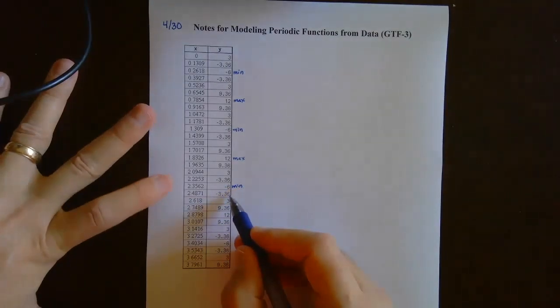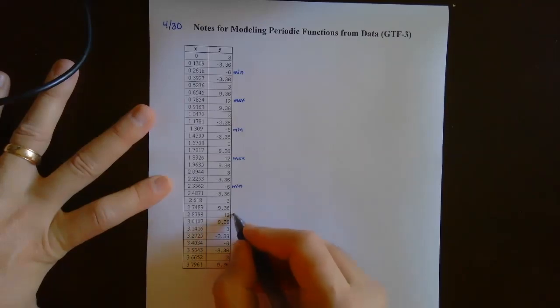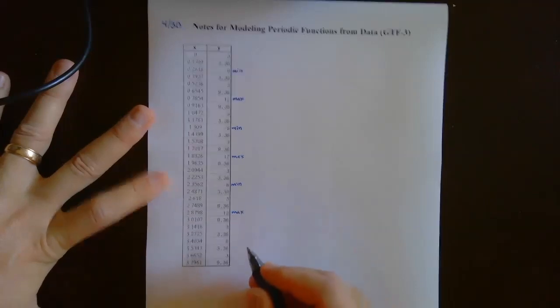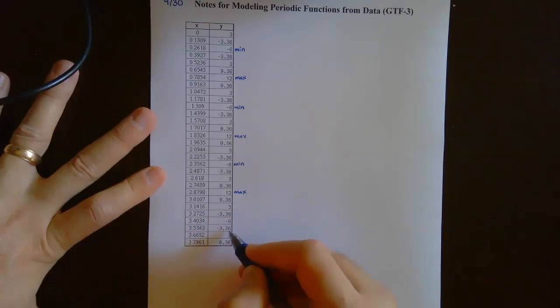And then negative 3.36, like I said, it's coming back up to 3, coming up, 9.36 coming up, 12 coming up, 9.36 coming down. Okay, so 12 is a max again, right? And then coming down 9.36, coming down to 3, coming down to negative 3.36, coming down to negative 6. Then we're good to negative 3.36 for the next one, and we just came back up, right? So this has to be a minimum.